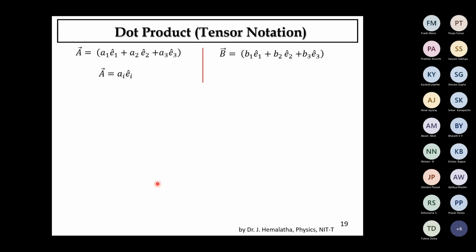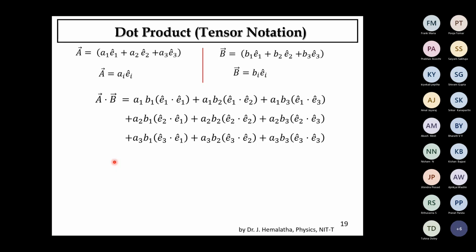Now let's say a dot product. For that we need another vector. So let us say B. Let us first write it in the known format: B1 e1 cap plus B2 e2 cap plus B3 e3 cap. In the tensor form, we write the B vector as Bi ei cap. Right? Now let's see the dot product.